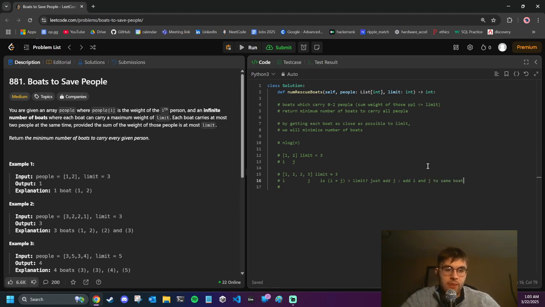Okay, so we see that here, they're over the limit, so we're just going to add 3 as a boat by itself. And then J, of course, will get incremented there. And then we'll say, okay, they are equal to the limit, which falls under less than or equal to the limit. So we'll add them to a boat together and move both of them.